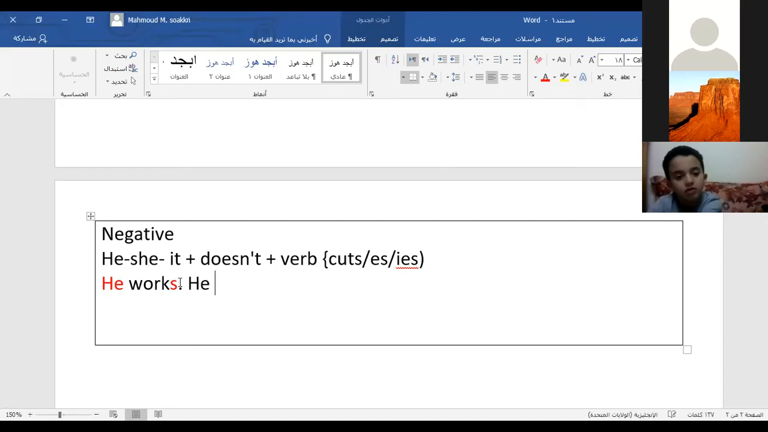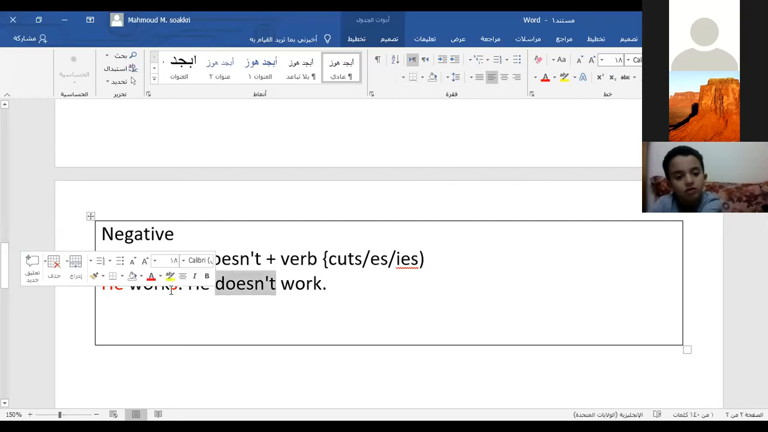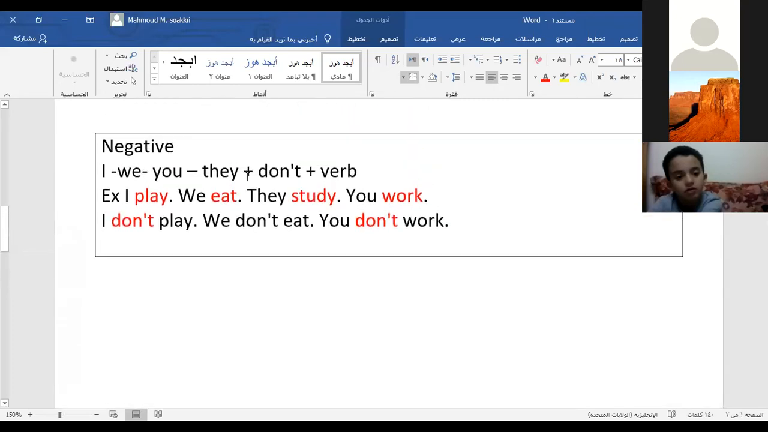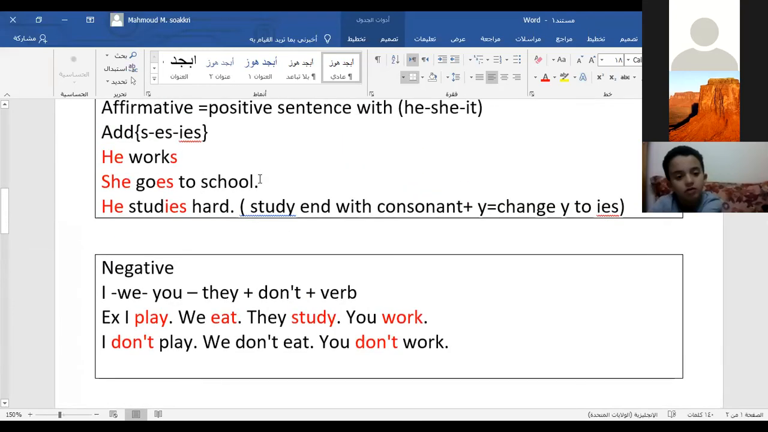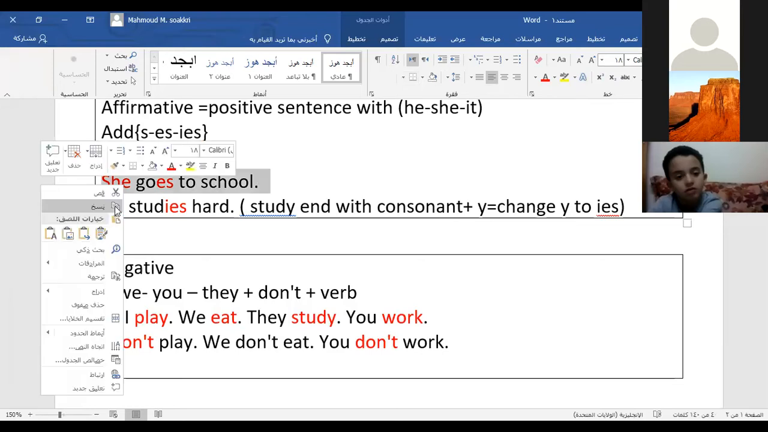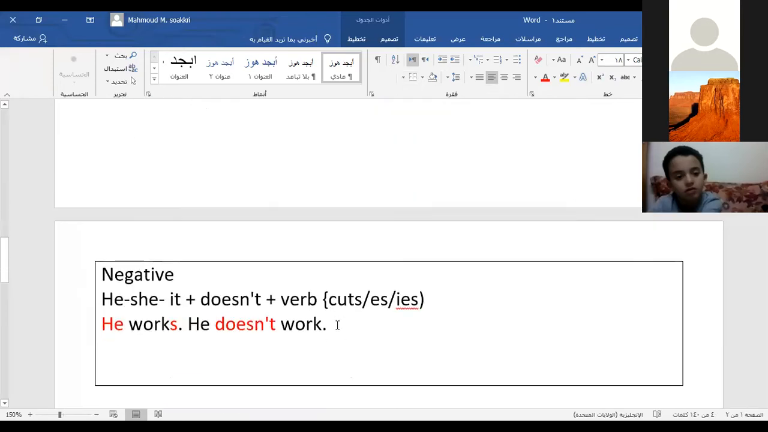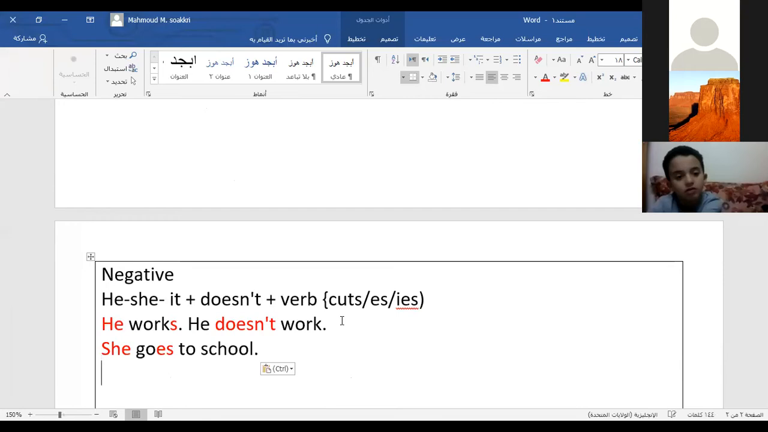He works, it will be he doesn't work. Look, we use the doesn't and we cut S from the verb. Look at the next example. She goes to school. This is affirmative sentence. Let's make it negative. It will be she doesn't go to school.